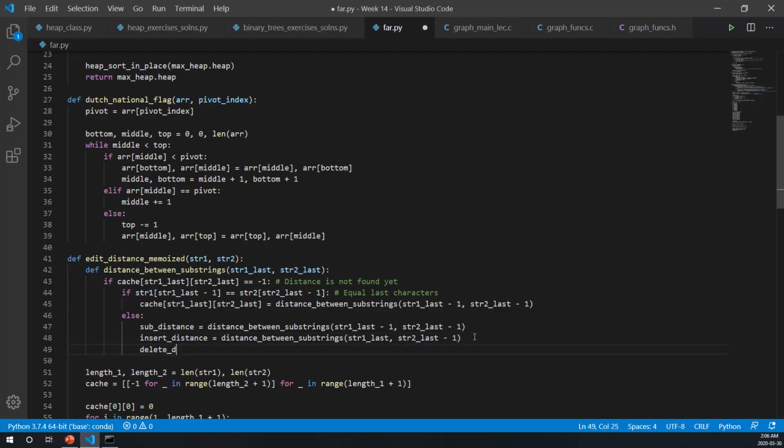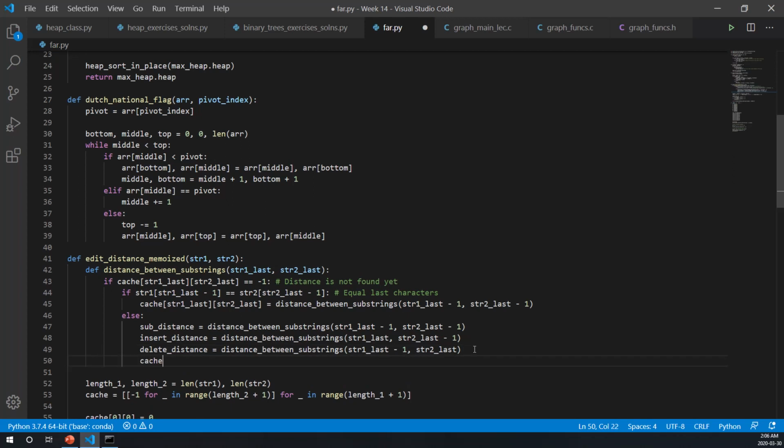And then the delete distance will be set equal to my distance between substrings, basically flipped. So this minus 1 and string 2 last. And then finally, when I have all of my values, all I've got to do is set my current cache value equal to 1 plus the minimum between these three options.